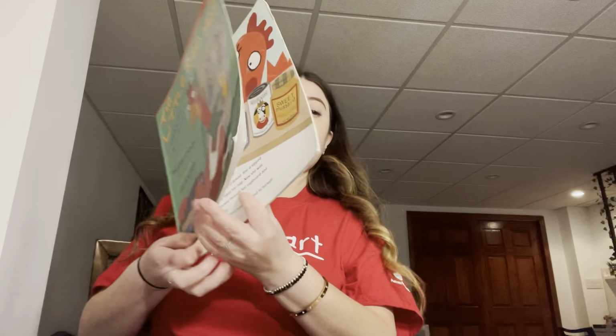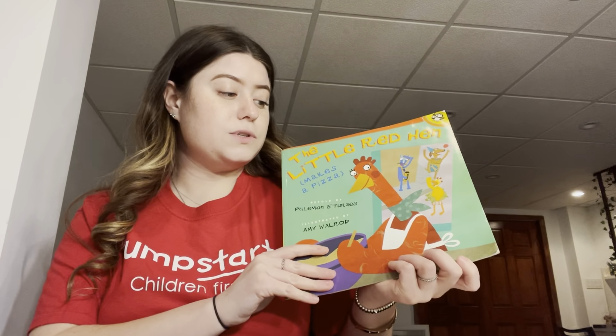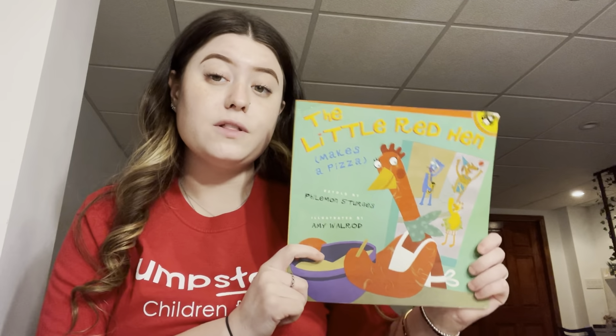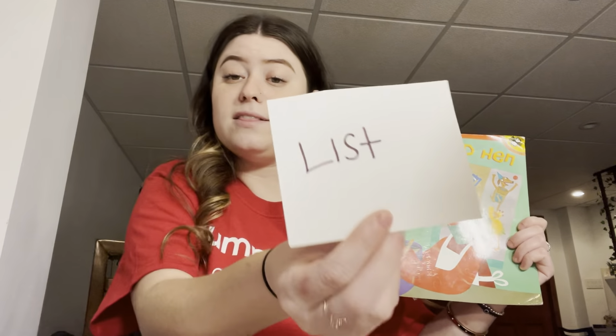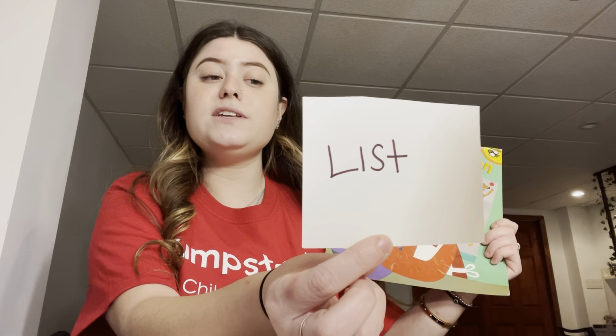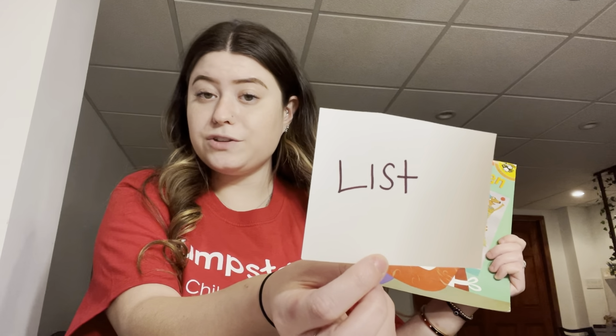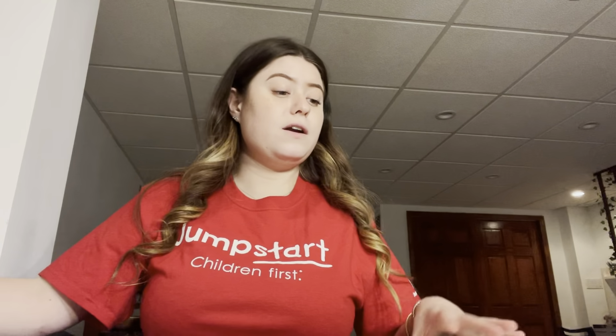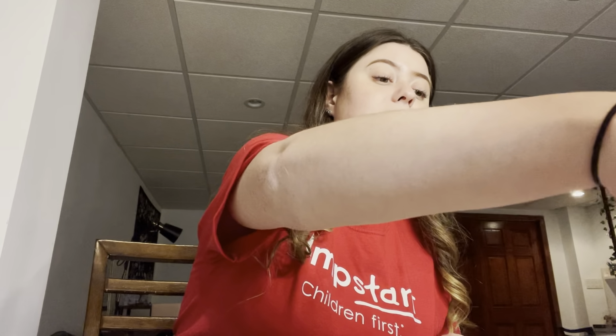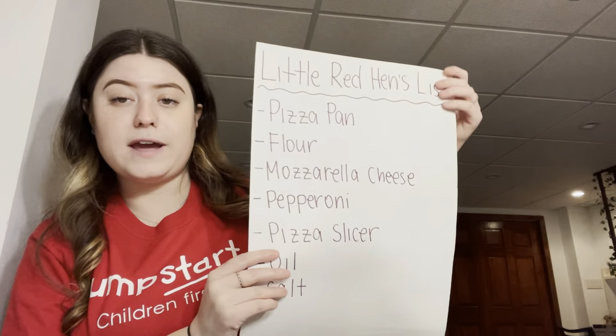So what did we say could have helped the Little Red Hen? She could have made a list. And now a list is a series of things placed one after another in a written form. So here I have a big list. This is what the Little Red Hen should have written out, right?